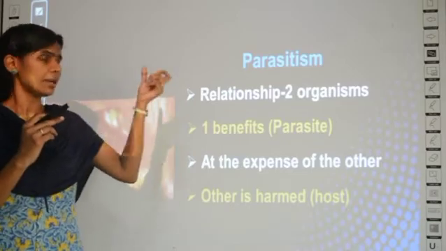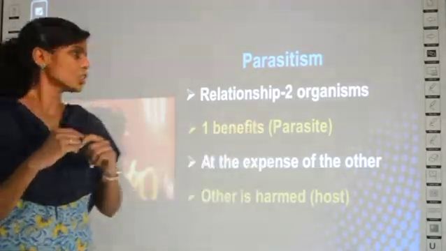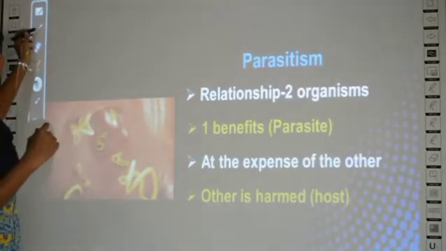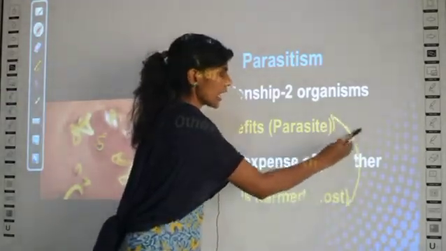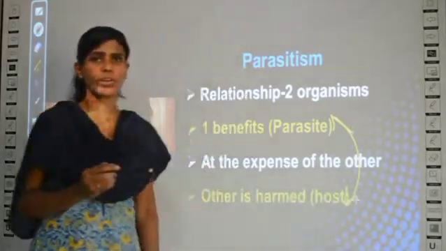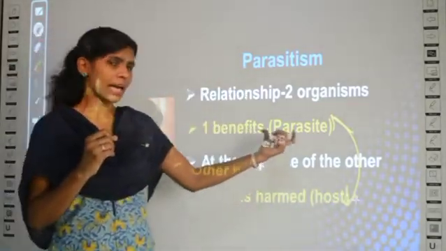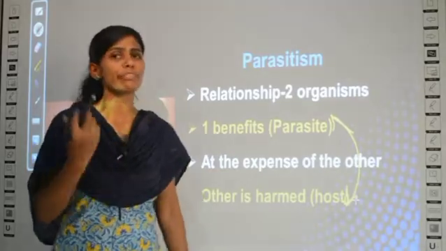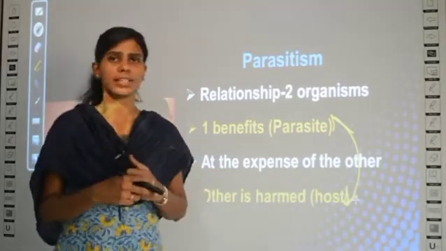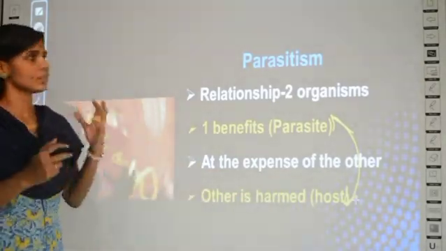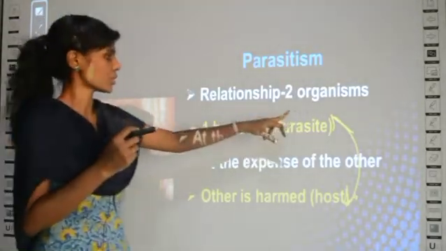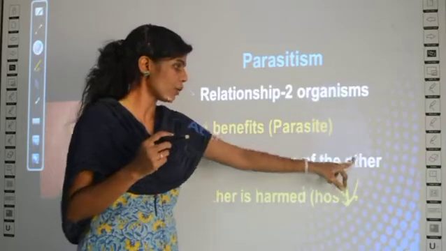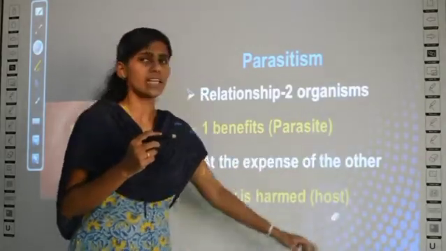So here in parasitism, the relationship is between whom and whom? The relationship is between parasite and host. Who is benefited? The parasite is benefited, and who is affected? The host is affected. Clear? So this is the relationship between parasite and host. Let us see an example for host-parasite relationship.